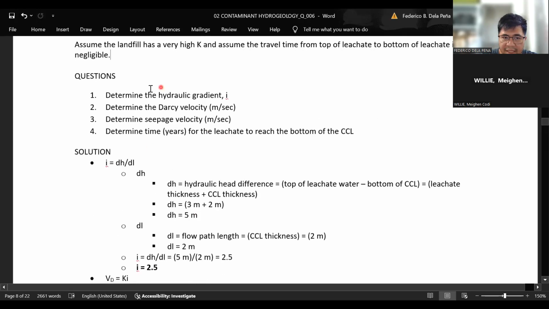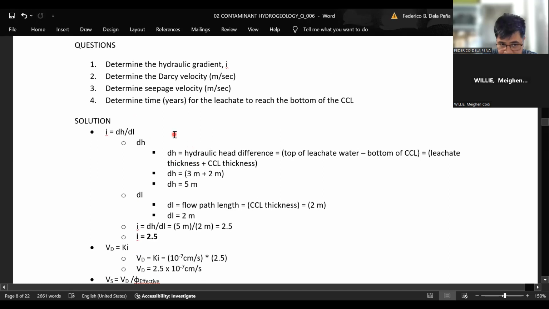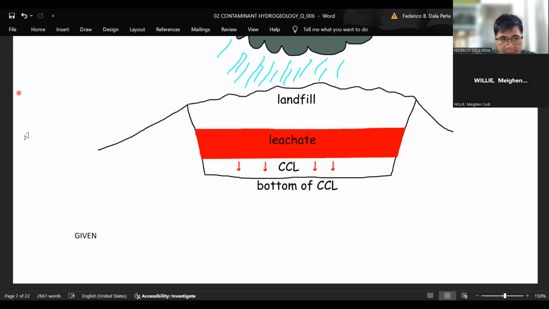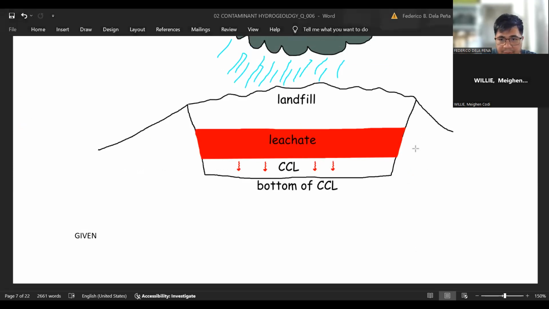Now you can again start with the hydraulic gradient calculation. And the hydraulic head difference is just from the top of the leachate water to the bottom of the CCL. So you can imagine it like this. Essentially, this leachate has a thickness of 3 meters. The CCL has a thickness of 2 meters.